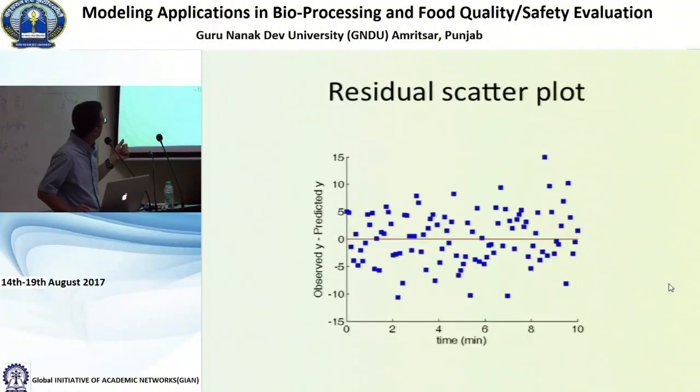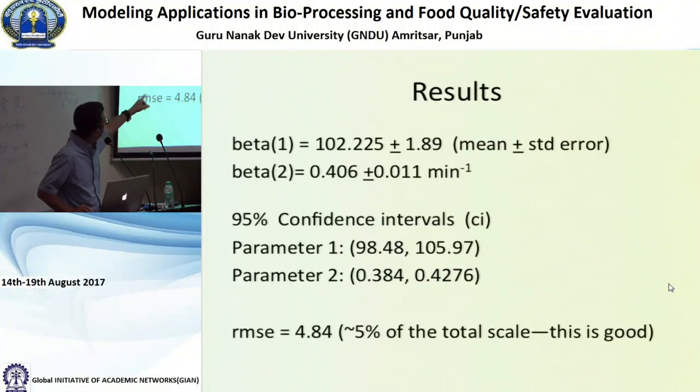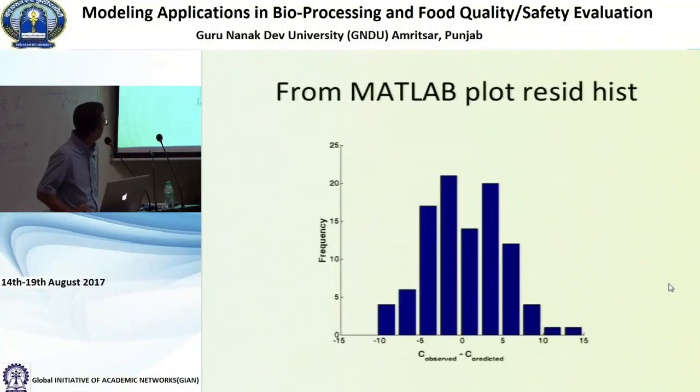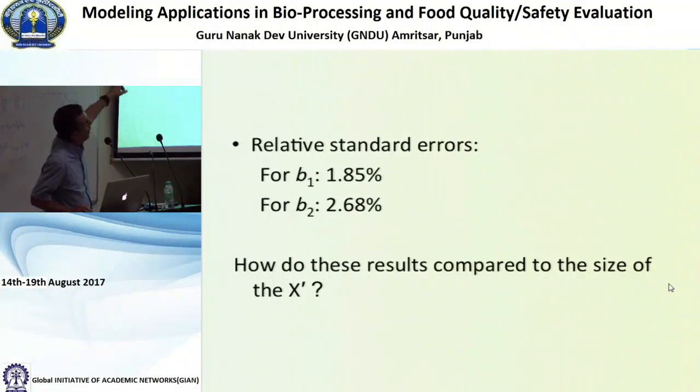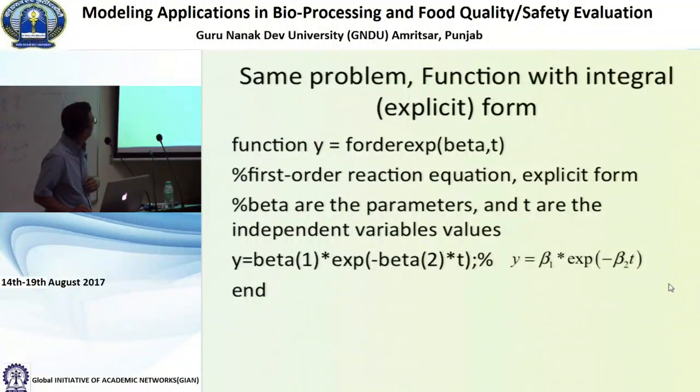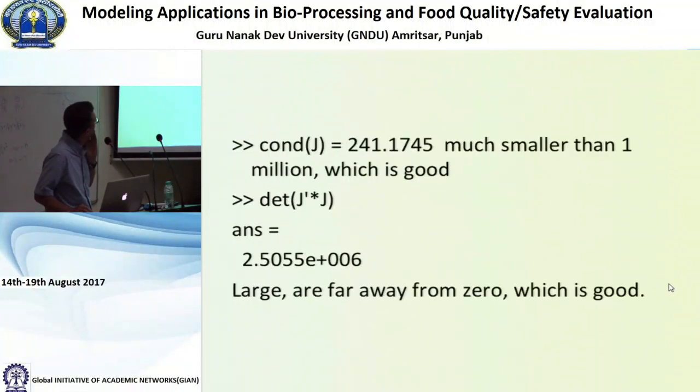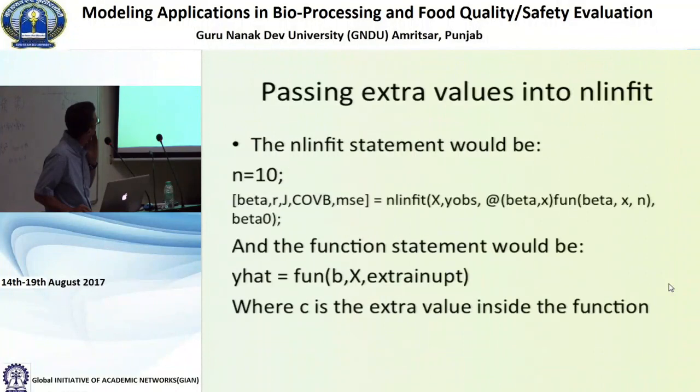Okay? And you can see that in the confidence interval too. The confidence interval is smaller on the top than the bottom. So the parameter with the largest scaled sensitivity coefficient will have the smallest relative standard error, most accurate. Oh, I forgot I had it right here. So 1.8 and 2.6%. Okay? So it's correct. And then I just did it again with the explicit. I can show this to you later.